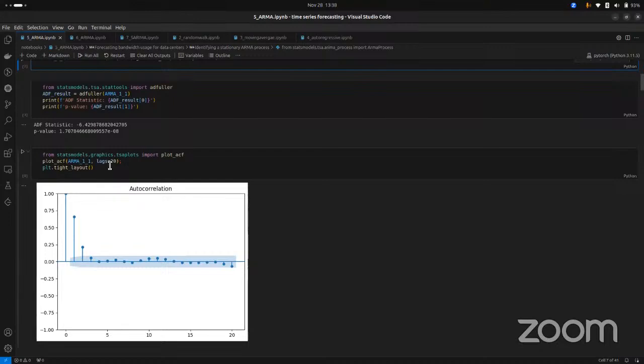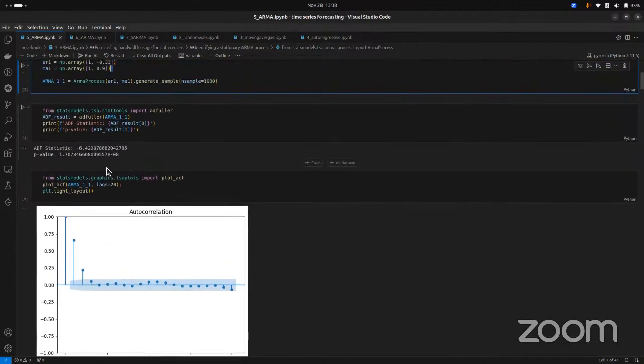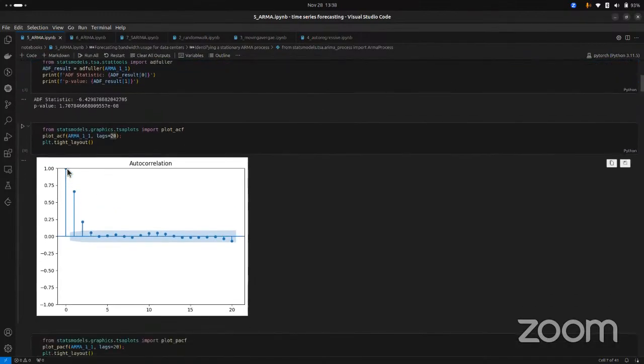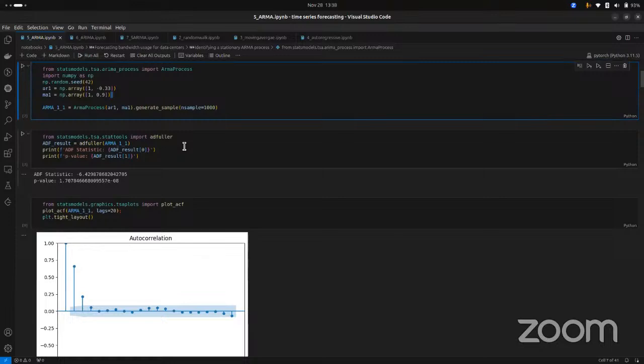Now we're going to run the ACF test, the autocorrelation function, to test for autocorrelation. The thing we notice here is that we see autocorrelation, with a sinusoidal pattern here. And remember, we're doing a combination of autoregressive and moving average.